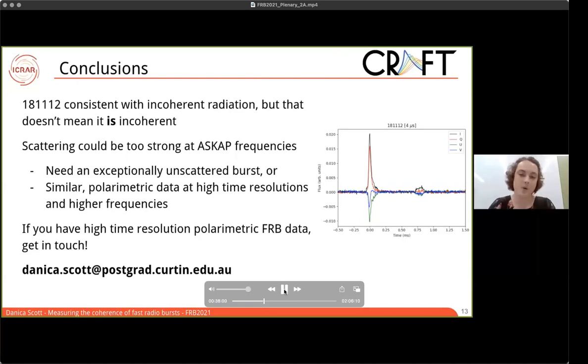And basically I just wanted to put a call out there that if you have data like this for any FRBs, then please do get in touch. I would love to work with you and try and apply this method to investigate the emission mechanisms of fast radio bursts. So message me on Slack or send me an email if you would like to get in touch.